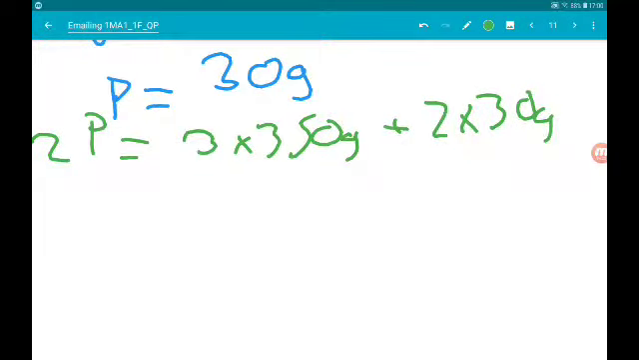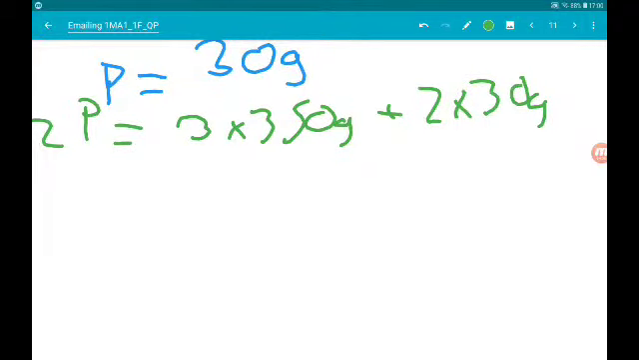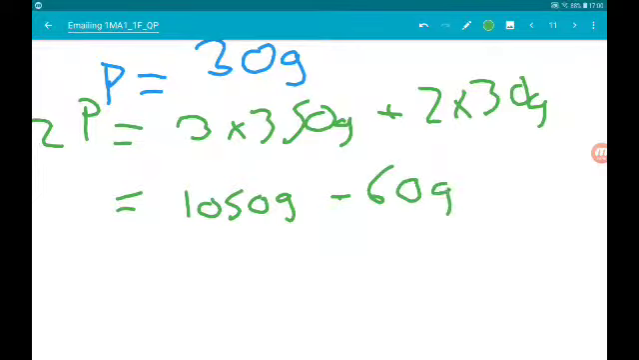So 3 times 350, 3 times 300 is 900, 3 times 50 is 1,050 grams. Two times 30 is 60 grams. So altogether that's 1,110 grams. Cool.